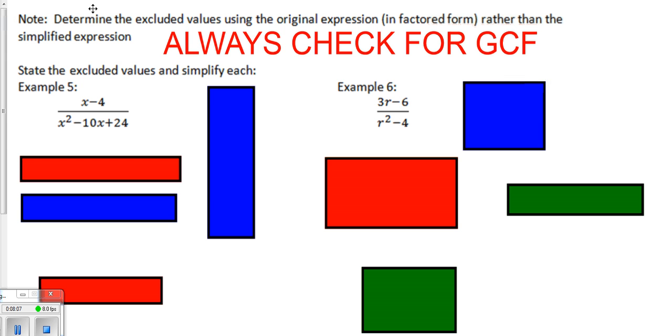Now note, when we determine the excluded values, we'll always use the original expression in factored form rather than the simplified expression. The simplified expression crosses out some of our excluded values. So we want to make sure we find the excluded values before we cross anything out. Now when we're factoring, always check for the greatest common factor. That's step number 1 for factoring. Then you check for how many terms. 2 terms, we look for difference of squares. 3 terms, we look for the AC. And 4 terms, we look for grouping.